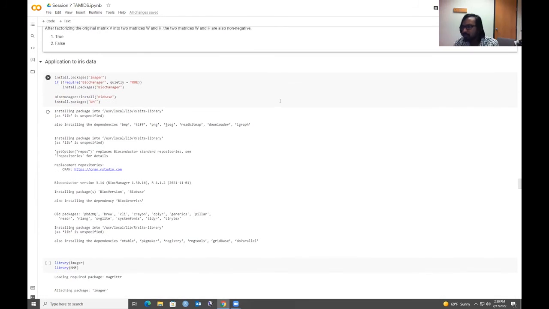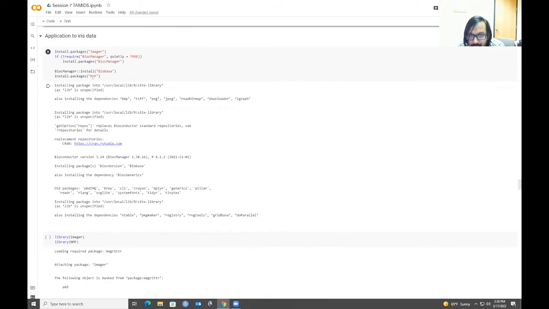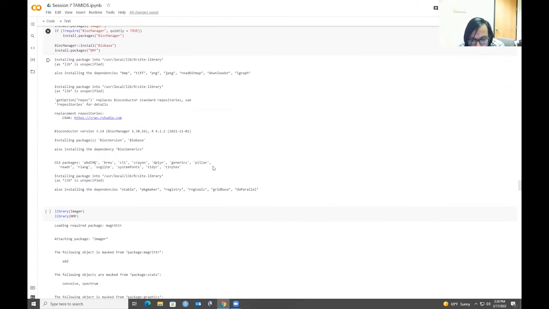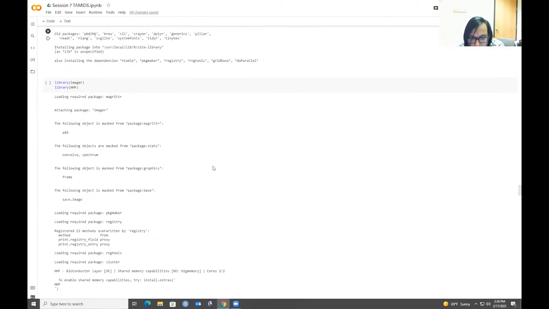So let us move on to the application to iris data. First of all, running this is going to take quite a while, so be prepared for this. The imager package deals with image processing. And we're going to use the package NMF within the Biobase, which performs the non-negative matrix factorization. So we load them up.